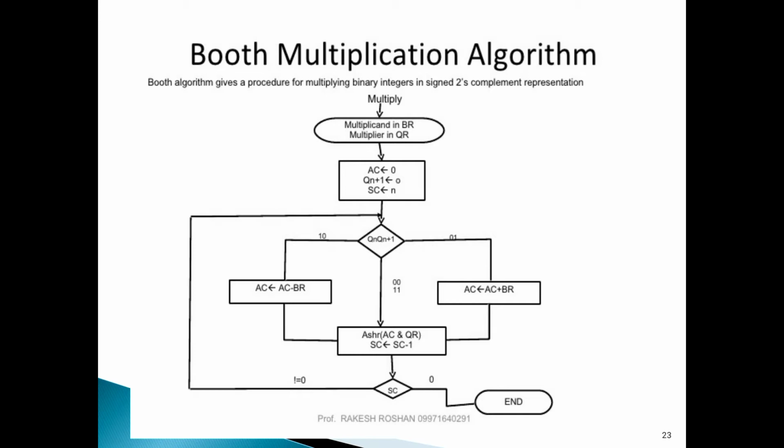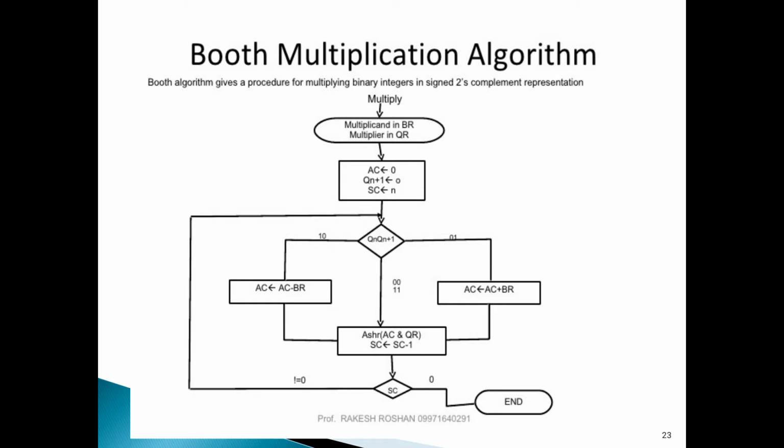Right? So here, after decrementing the sequence counter and checking the sequence counter, if it is 0, then go to end. If it is not equal to 0, then this process continues until sequence counter equals 0.